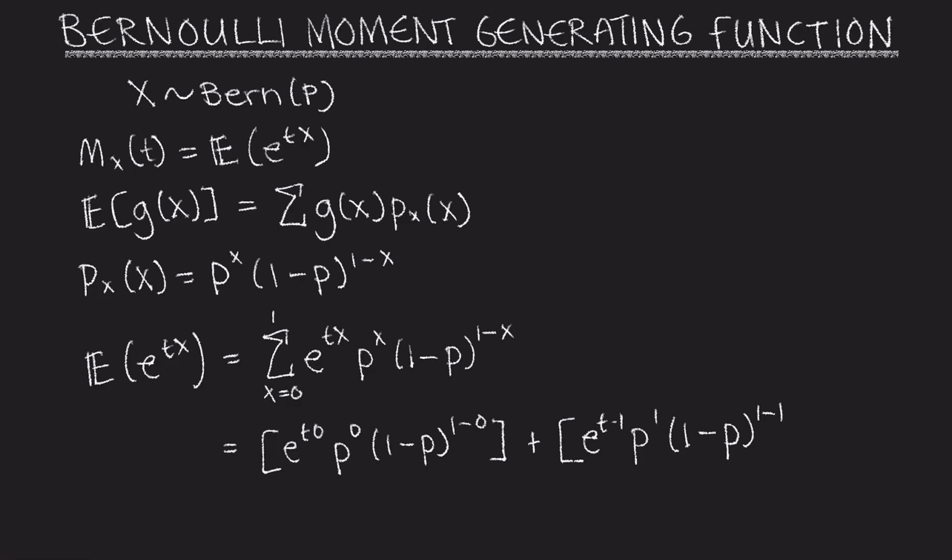Now anything to the power of 0 gives us 1. So this means that we've got e to the power of t times 0 becomes 1, p to the power of 0 becomes 1, and then we've got (1 minus p) to the power of 1. So that just stays as 1 minus p, and then we've got plus e to the power of t times 1, it's just e to the power of t. We've got p to the power of 1, so that's just p, and then we've got (1 minus p) to the power of 1 minus 1, so that's (1 minus p) to the power of 0, and so that is just 1.